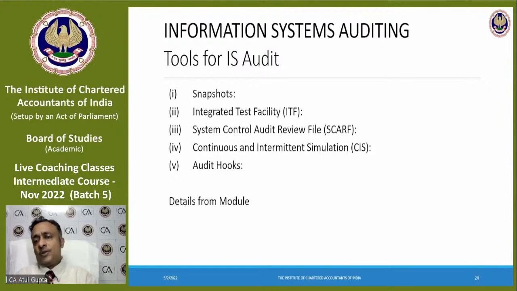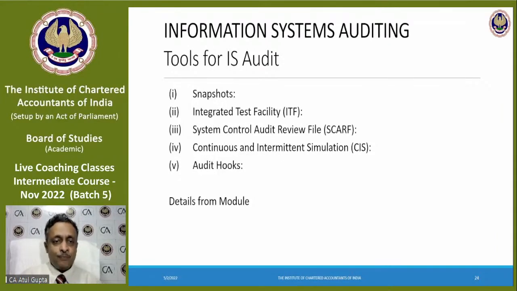I'll first go to audit hook. So I want another question to be answered. What is the limit under income tax for cash payments? Under income tax, what is the limit for cash payment? Please answer this question. Once you answer, we'll do this again practically along with the two other techniques, that is SCARF and CIS.